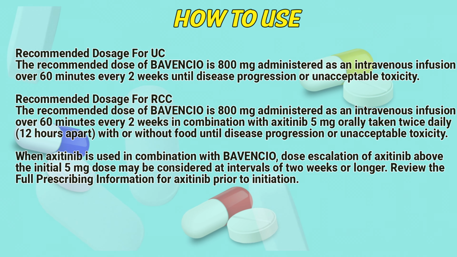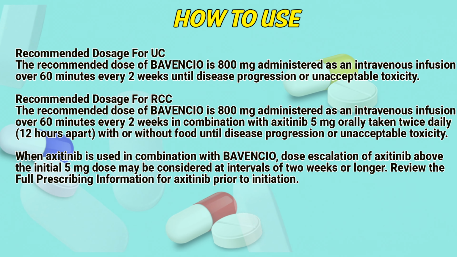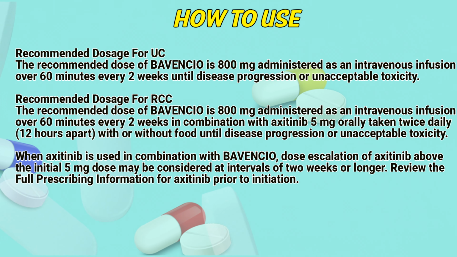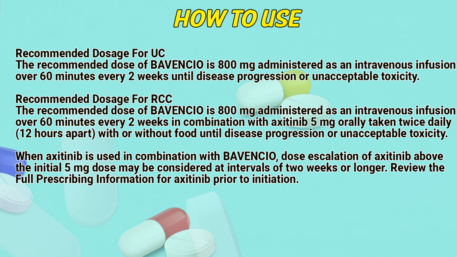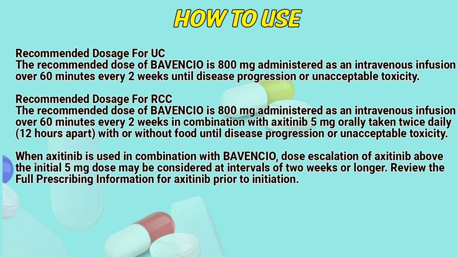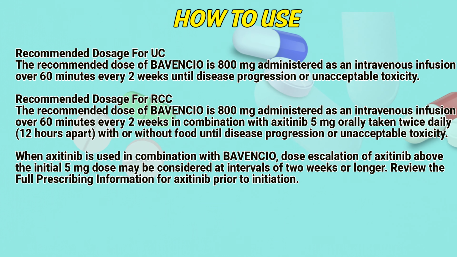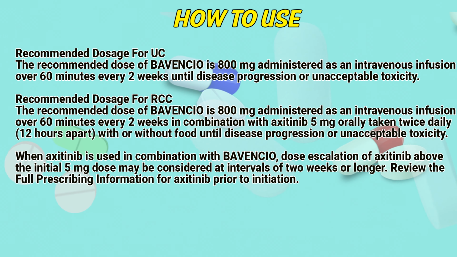Recommended dosage for UC. The recommended dose of Bavencio is 800 mg administered as an intravenous infusion over 60 minutes every 2 weeks until disease progression or unacceptable toxicity. Recommended dosage for RCC. The recommended dose of Bavencio is 800 mg administered as an intravenous infusion over 60 minutes every 2 weeks in combination with axitinib 5 mg taken orally twice daily, 12 hours apart, with or without food, until disease progression or unacceptable toxicity.